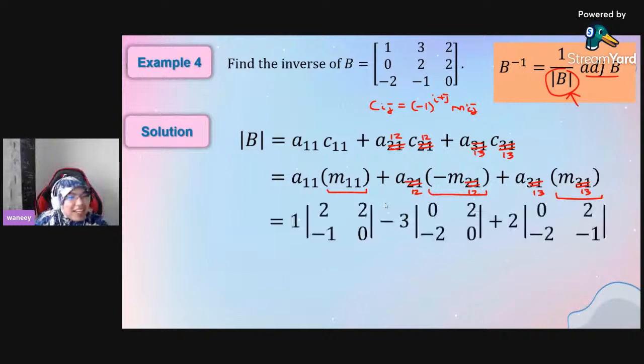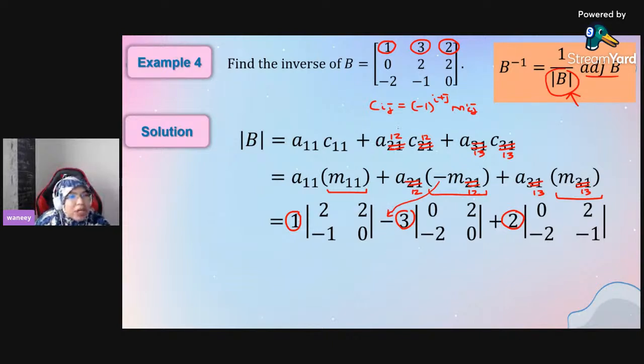Okay, so now let us substitute the value then. So A11 is 1, A12 is 3, A13 is 2. So substitute the value in. So 1, 3, 2. And then since I have negative for M12, I bring them in front. So that is why you see the negative sign.